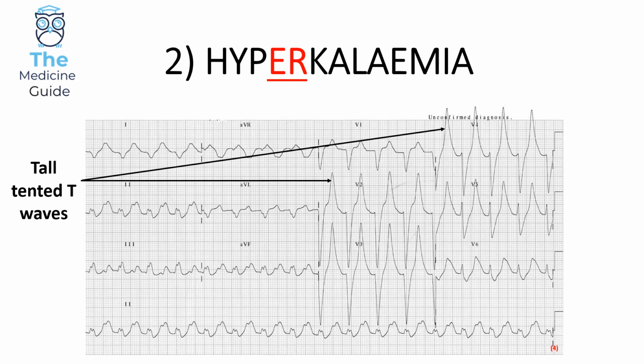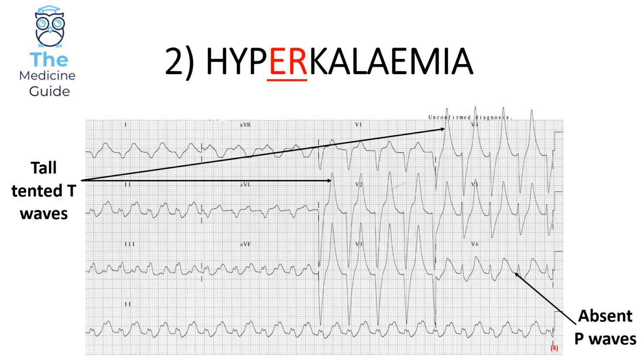If you can't remember anything else about hyperkalemia, then the one sign that you should definitely remember are the tall tented T waves. You can see the tall tented T waves most clearly in leads V2, V3, V4, V5. You can also see it in V1 and V6, but I think it's most prominent in leads V2, V3, V4 and V5.